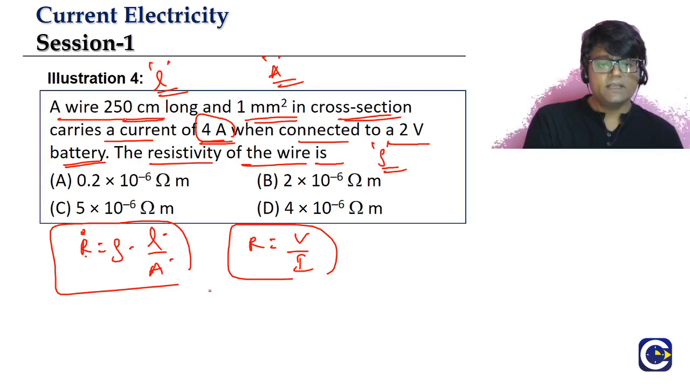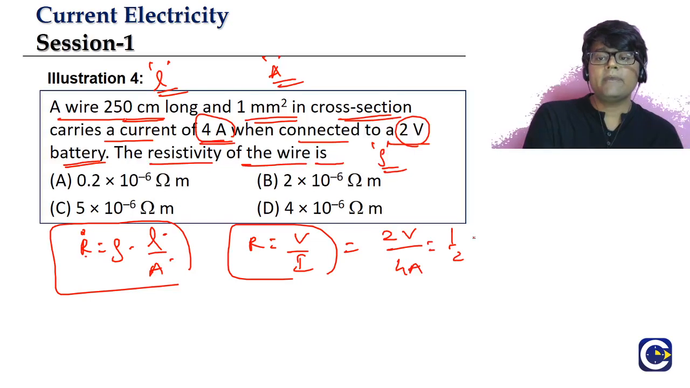Yes, guys, is anyone able to get the answer? First, what is the R value, guys? Look at this. Voltage is what? 2 volts, right? And current is what? 4 amperes. That means resistance is what? 2 volt by 4 amperes, which is what? 1 by 2 ohm. Okay, so let's get the resistance. Then we have to put this value. R is equal to what?